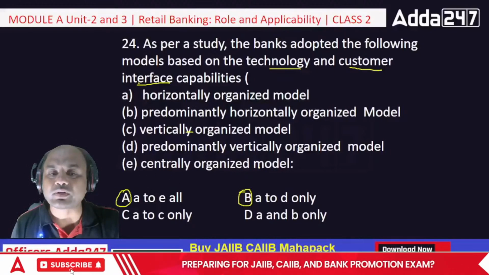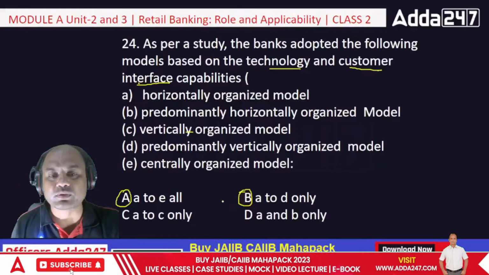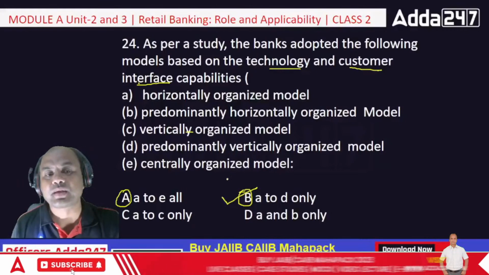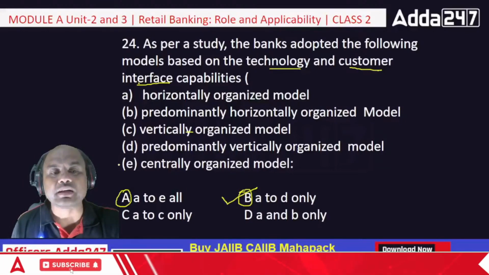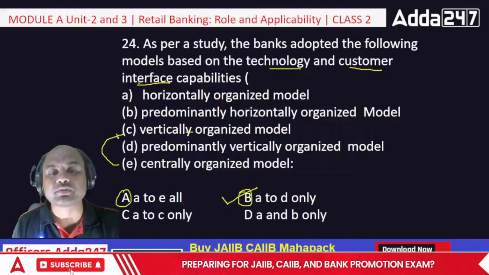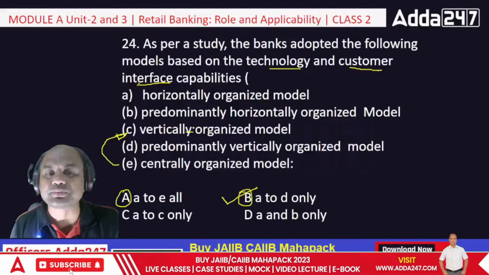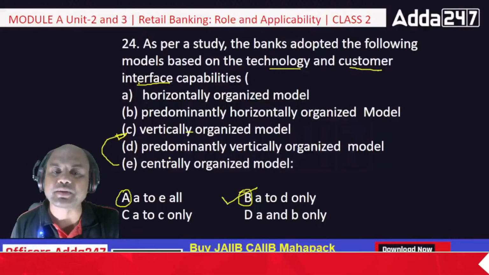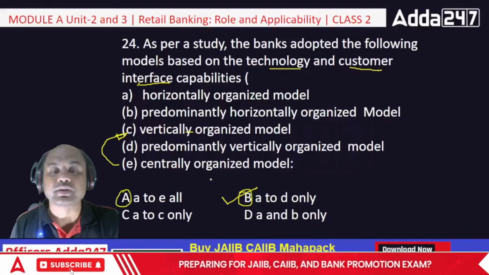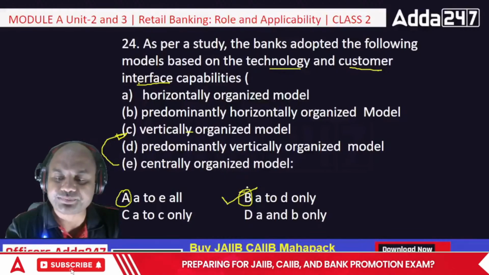What is centrally organized model? Okay. See here, the correct answer over here is A to D. Because this centrally organized model automatically comes in this vertically organized model, means central database. What is vertically organized model? Central database. So that is basically the logic. So the answer is A to D over here. Okay.